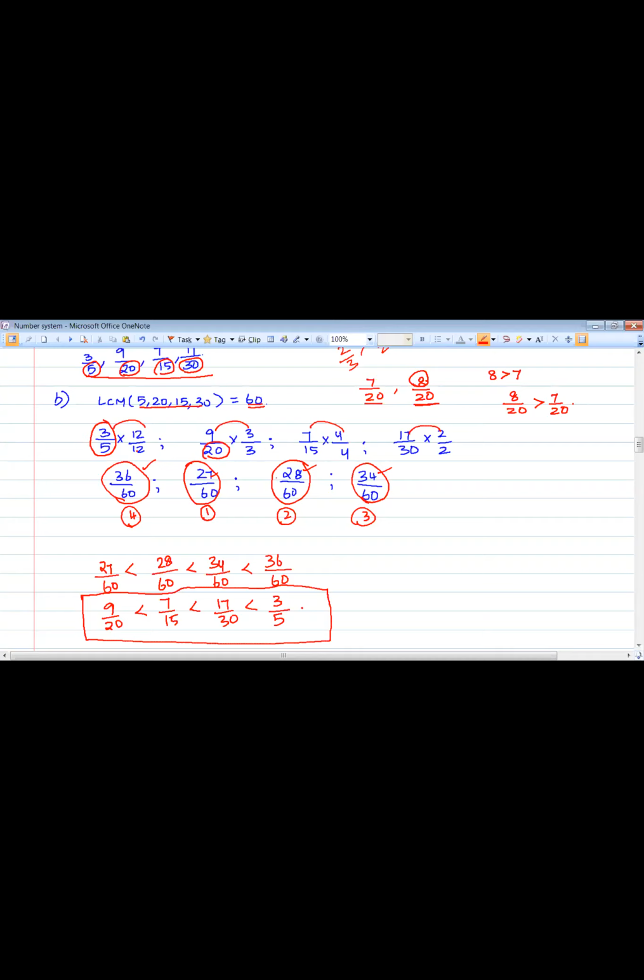Then we have to see which one is the smallest one. 27 by 60 is the smallest one, then 28 by 60, then 34 by 60, and 36 by 60 is the largest, when comparing. So this is the order.